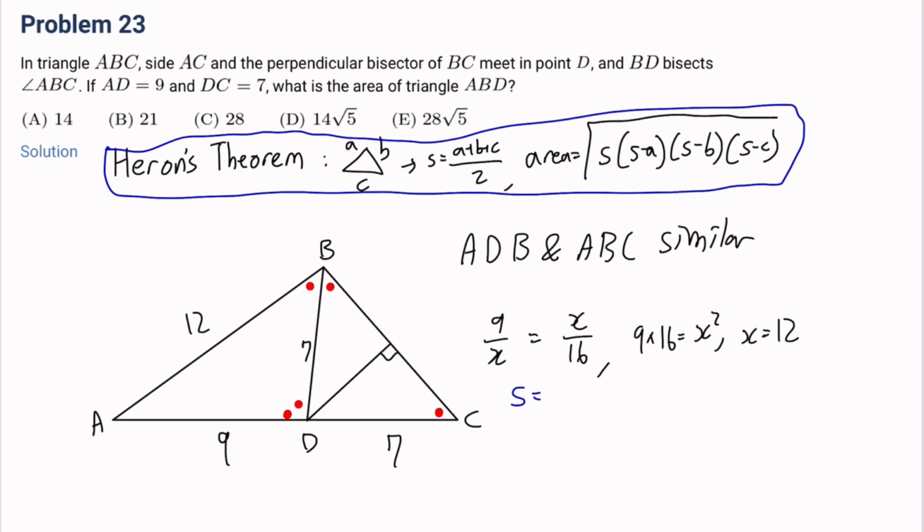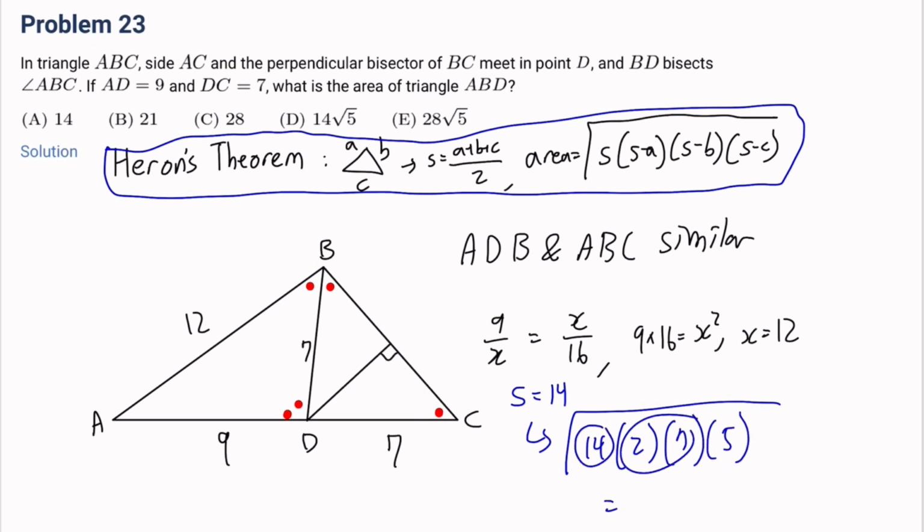S equals 14, right? And so now we can use Heron's formula. This is equal to the root of 14 times 14 minus any one of these: 14 minus 12, which is 2; 14 minus 7, which is 7; 14 minus 9, which is 5. And so this gives us 14 times 14, so that 14 can come out, so it's 14 root 5. So this is the area. That's the answer. The answer is D.